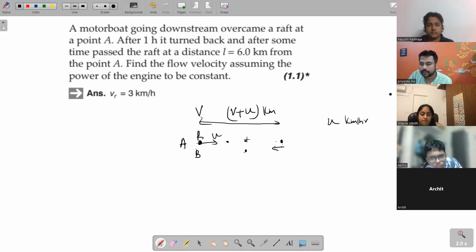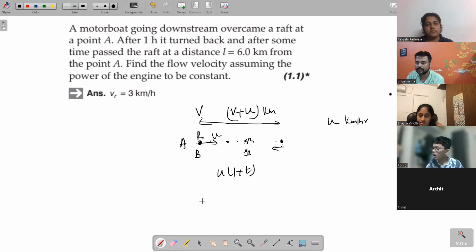Right? And both will meet over here, raft and boat. So the raft has finally traveled for 1 plus t hours. So this distance would be how much? U into 1 plus t. Correct? So what is t, sir?